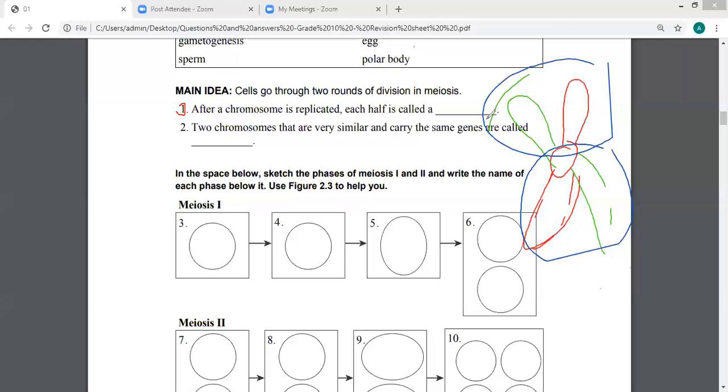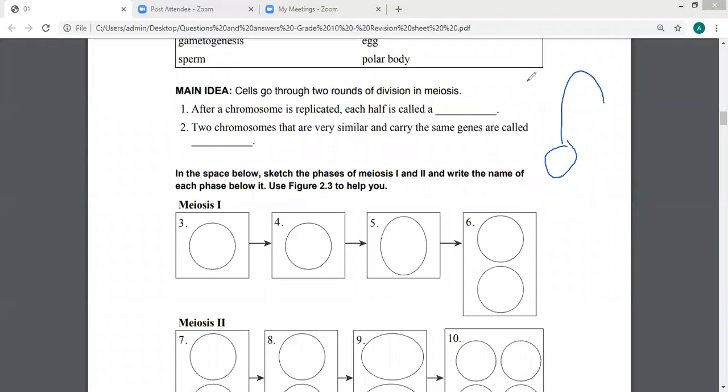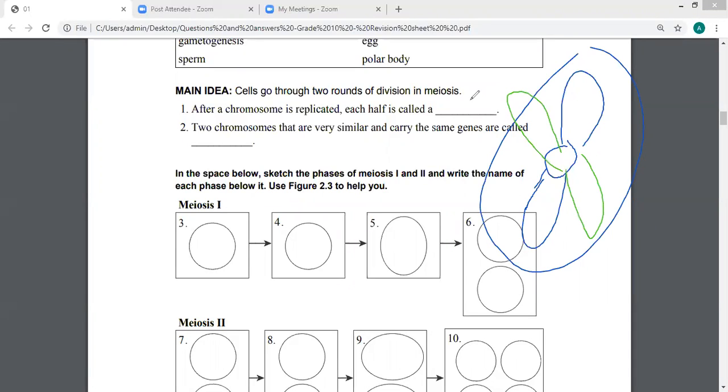Okay, listen to me, Fatima. This is a chromatid. This is a chromatid. This is two chromatids, one chromosome. The question asked about this half, this part inside the red circle.